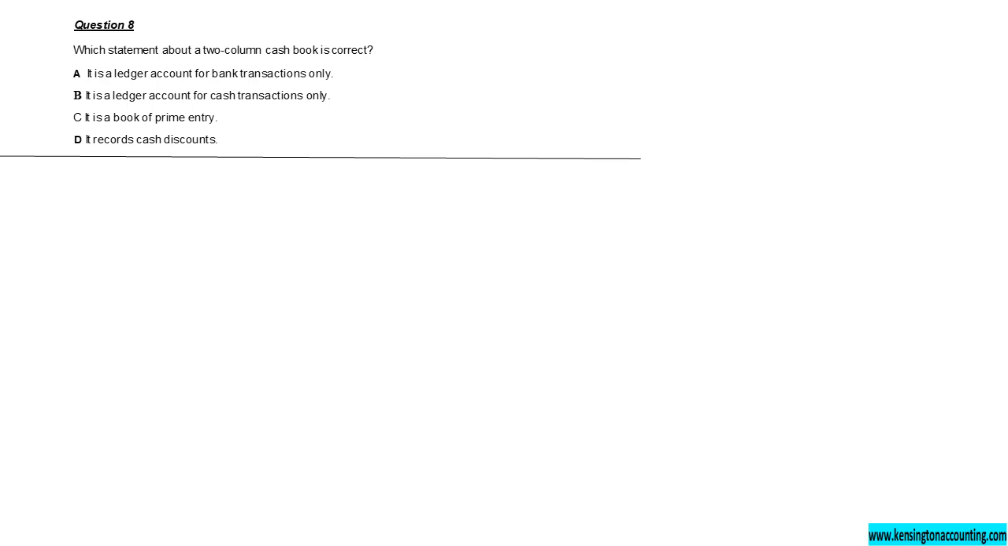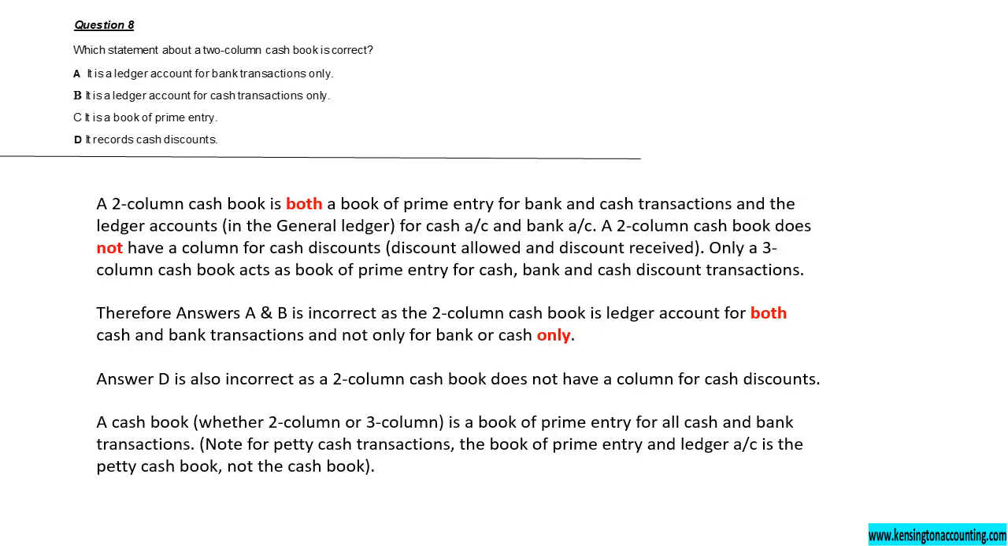Question 8. Which statement about a 2-column cash book is correct? Now, the students must understand that a cash book and a petty cash book are both books of prime entry, and they're also ledger accounts in the general ledger.